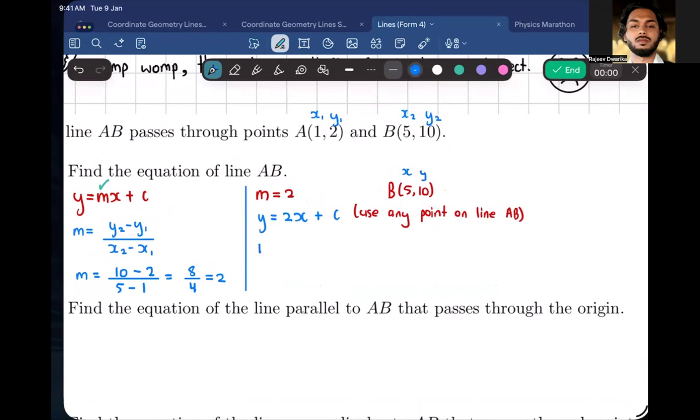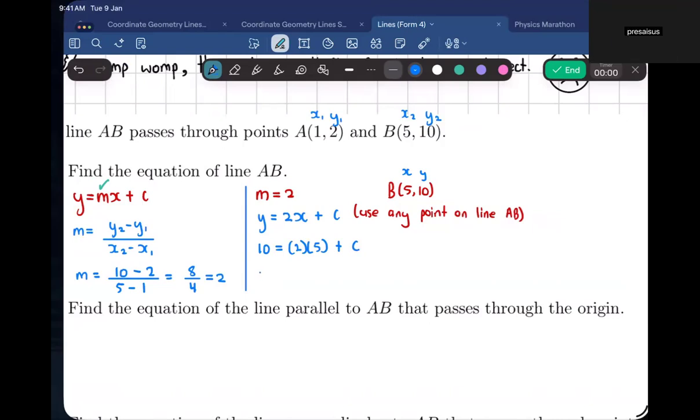Yes, so 10 equals 2, open bracket, like how you do it for the example that I did before. 5. Right. Yes. Close bracket. Plus c. Right. What's the next step?